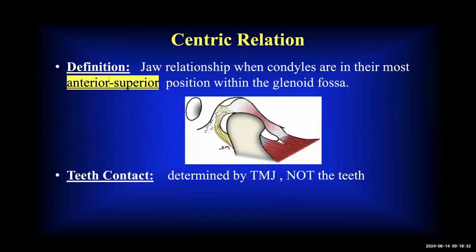In contrast, we have centric relation, which, depending on what definition you go by, is the position of the condyle in the glenoid fossa, most commonly the anterior superior position. Now, the teeth contact is determined by the TMJ, not the actual teeth. So there are two different types of static occlusion.